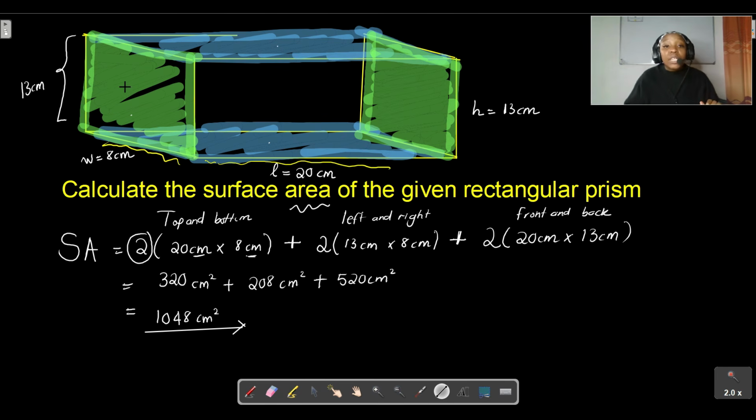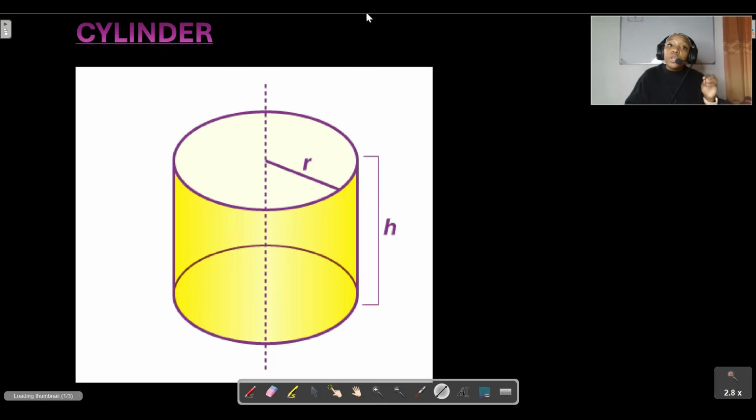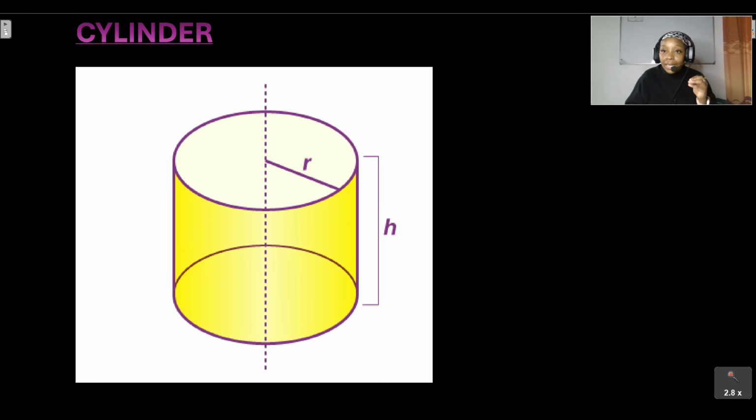Right, cool. So that is that for today's video tutorial. I think it was a bit long, so I'm going to cut it off here. In the next tutorial, I'm going to be showing you guys how we calculate the surface area of a cylinder, and what it actually means.